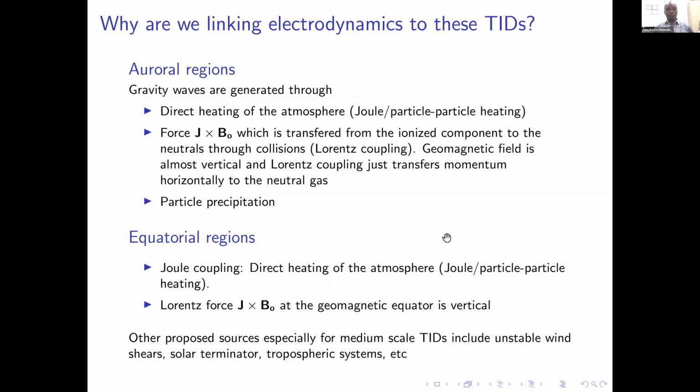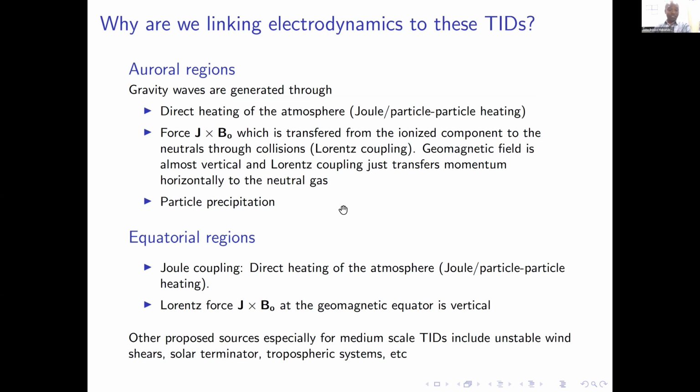And while we are talking about Lorentz coupling, one must be mindful of the orientation of the magnetic field in high latitudes. If you look at the cross product of the current density and the magnetic field, we know that because of the orientation of the magnetic field, which is almost vertical, the Lorentz coupling transfers momentum directly horizontal to neutral gas. And so from the onset, we know that Lorentz coupling will be more effective in generating these gravity waves in high latitudes compared to the equatorial latitudes. And of course, we know the other mechanism is called particle precipitation.